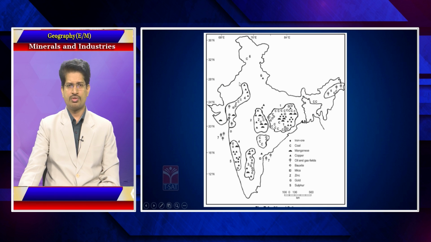So, this constitutes the peninsular plateau, because to its north we have the Indo-Gangetic plain. To the northeast of the peninsula, the region lies in Jharkhand, the western part of Bengal and the northern part of Odisha, which constitutes this region.